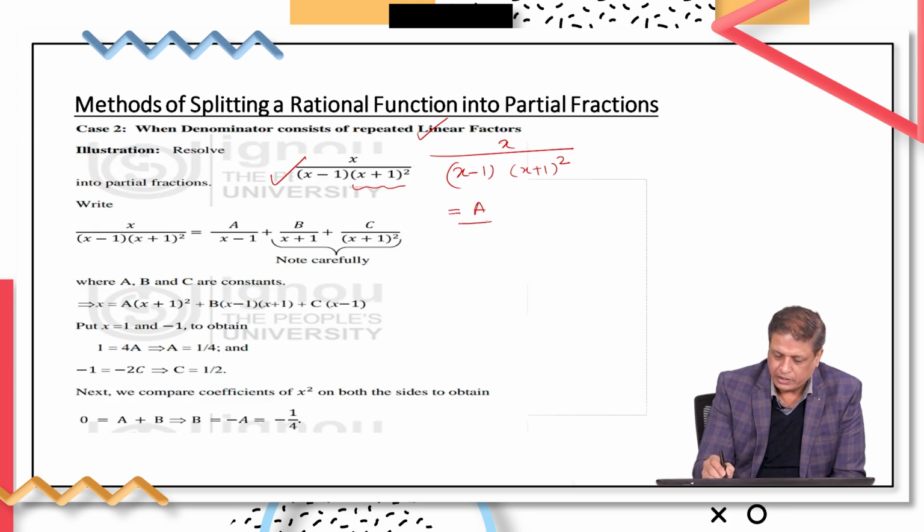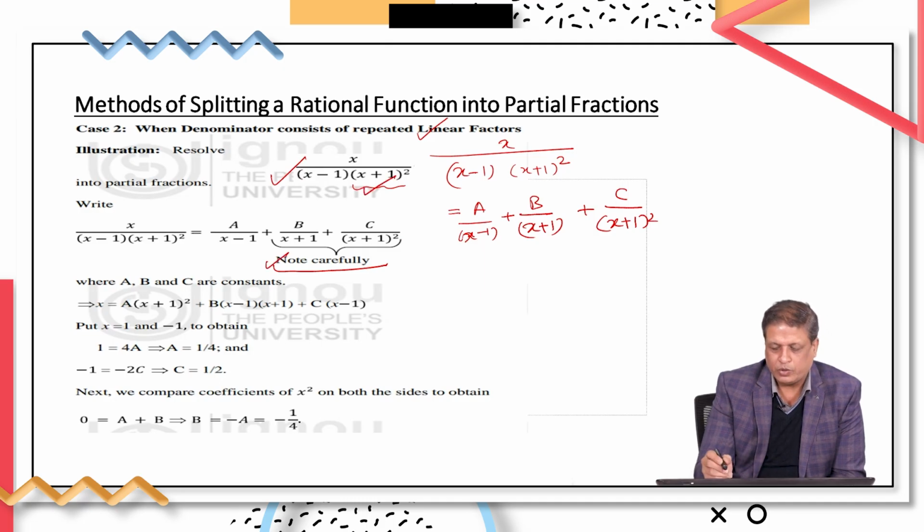A upon x minus 1 plus B upon x plus 1 plus C upon x plus 1 square. So, this is to be noted carefully because x plus 1 square is a repeated linear factor. That is why the right hand side is written in this format.